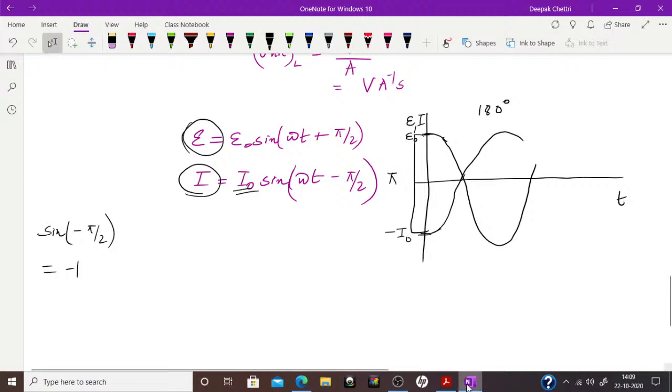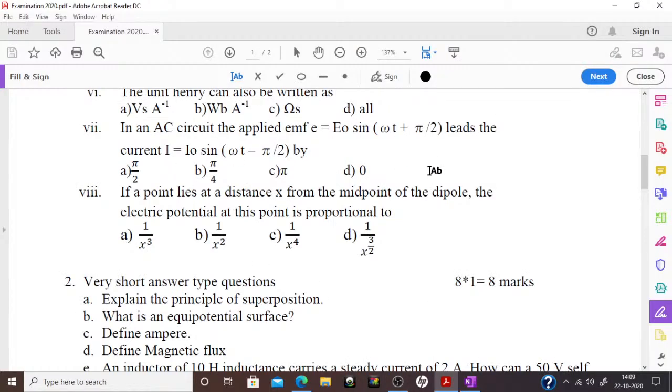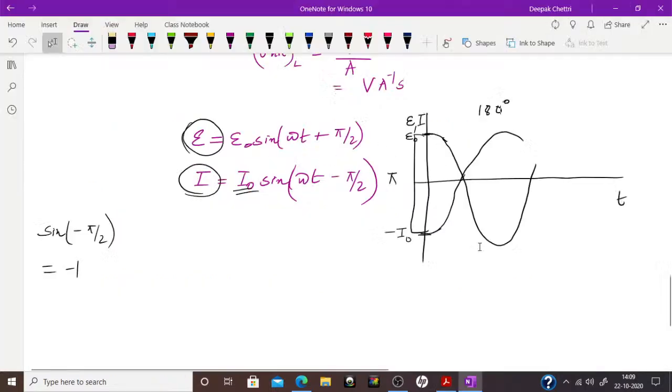Okay, so the question they have asked is, by how much does E lead? See, to reach this point of maximum, how much does I have to travel? I has to go from here and then only reach this point. Now look, this is pi by 2 and this is pi. If you plot the graph between omega t and E and I, then this point here is pi by 2, this point here is pi. So in order to reach the maximum value, I has to travel pi. So the gap is of pi, understand.